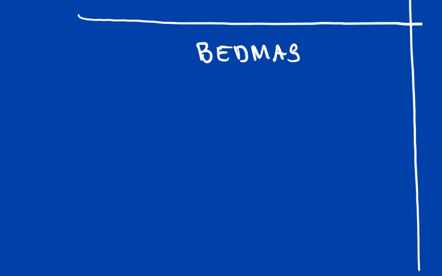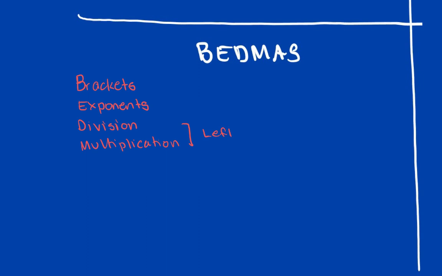Okay, now the last big heading that I've got is BEDMAS. So let's write down what it is. So we've got brackets, we've got exponents or indices, you might know them better as squares, cubes. We've got division and multiplication in the order left to right. So division doesn't necessarily come before multiplication. We just do them left to right.